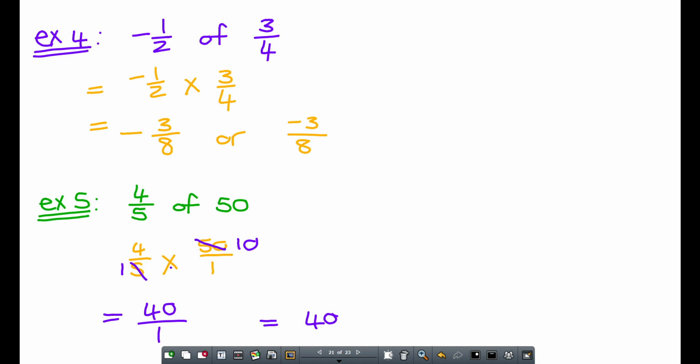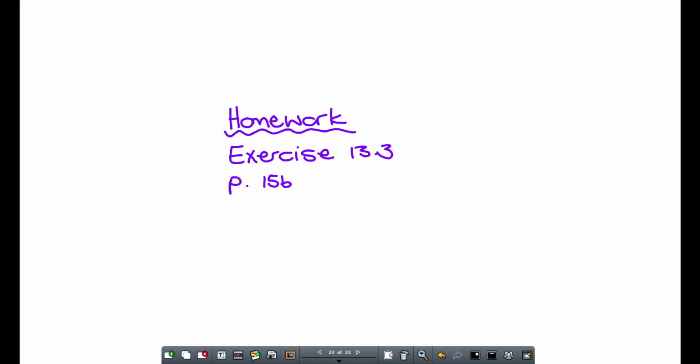No. I can't cancel out like this. You can't cancel out horizontally. We can only do up and down or across. Okay? Right. Hands up who's still copying on this slide. 13.3 and 13.4.